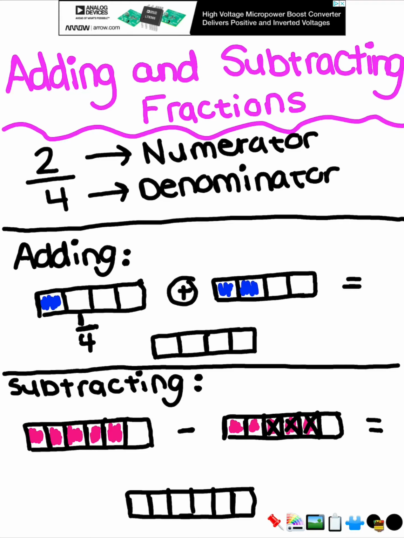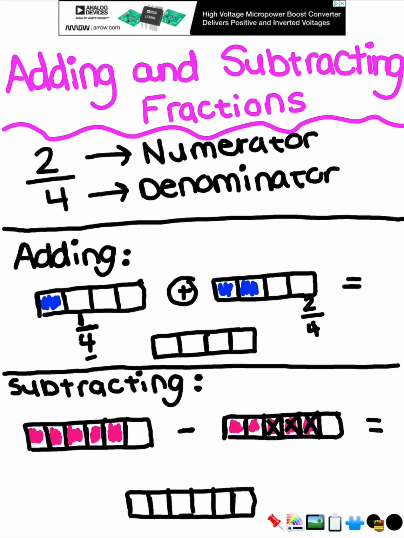Plus, let's look at the second one. How many equal pieces? 4 again, because in 4th grade our denominator is not going to change. And how many pieces of this fraction bar are shaded? 2. So this fraction bar represents 2/4. So now I'm going to add these two fractions together.